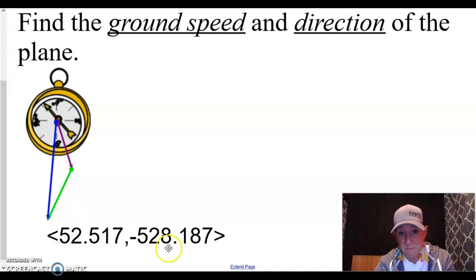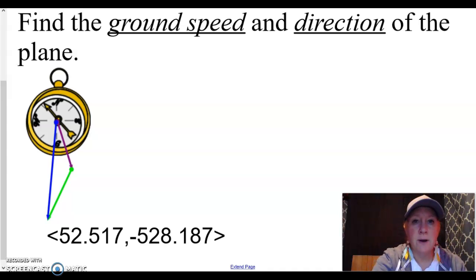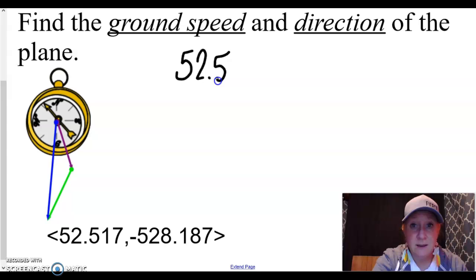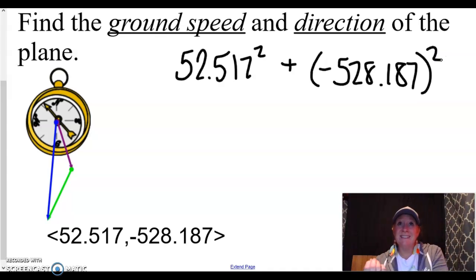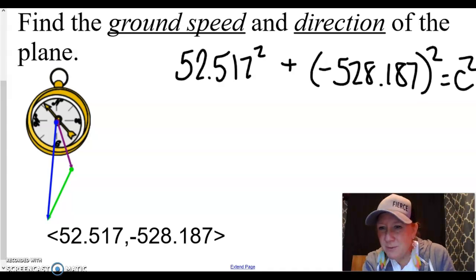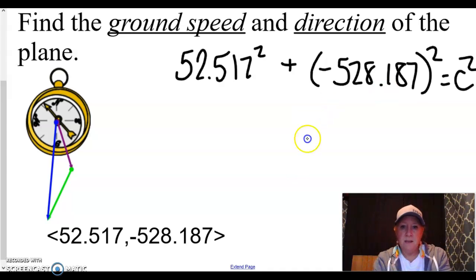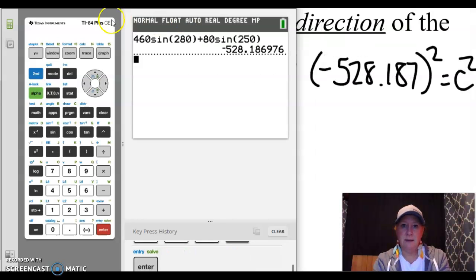Well, the ground speed is going to be the magnitude of this. Do you remember how to do the magnitude? It's a squared plus b squared equals c squared. So I'm just going to take 52.517 squared plus, in parentheses, negative 528.187 all squared. That's going to give me the magnitude, but then that equals c squared, don't forget. So originally we said distance formula, but distance formula is a squared plus b squared equals c squared. So I'm going to pull up my handy dandy little calculator. I'm going to shrink it down because it doesn't need to be that big.